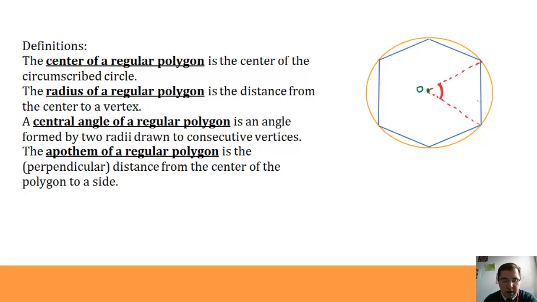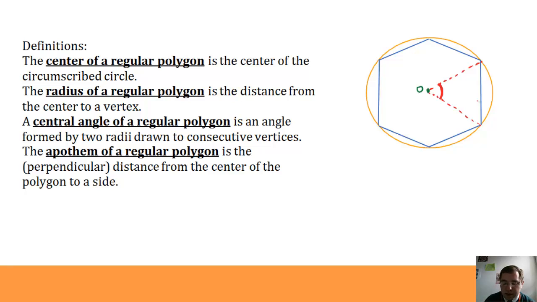The apothem of a regular polygon is the perpendicular distance from the center of the polygon to a side. Perpendicular is in parentheses because, remember, the way we find the distance between a point and a line is to take the length of the perpendicular segment. So we really don't need to say that. That's the way we define distance, but a reminder that we find it by taking the perpendicular.